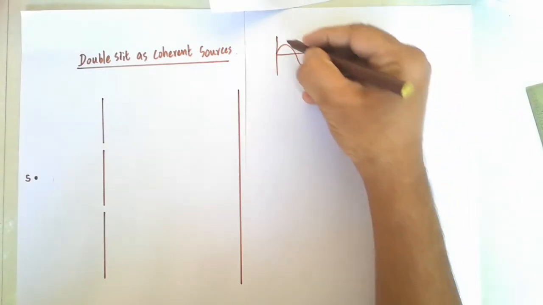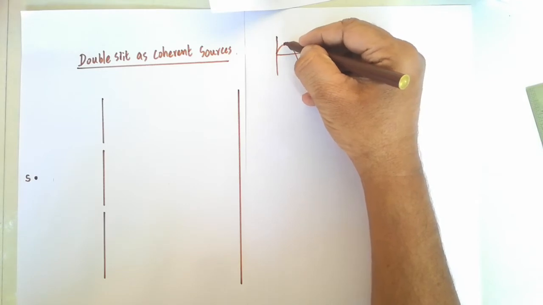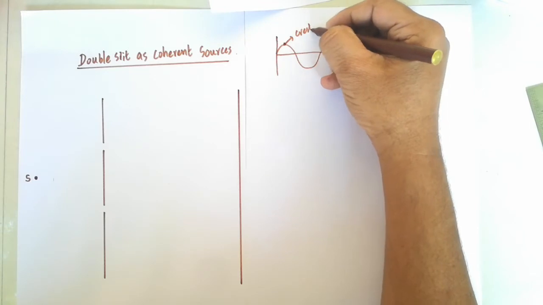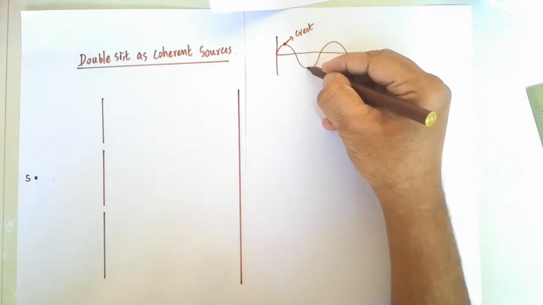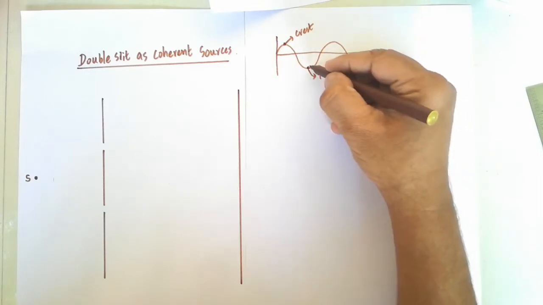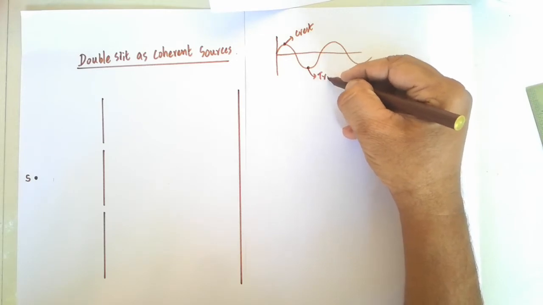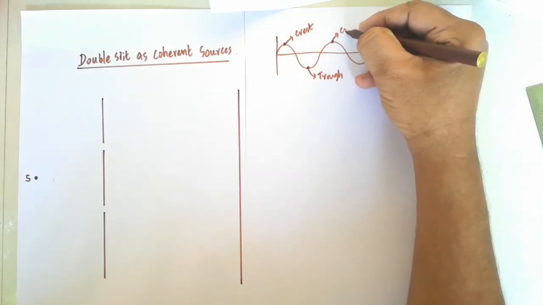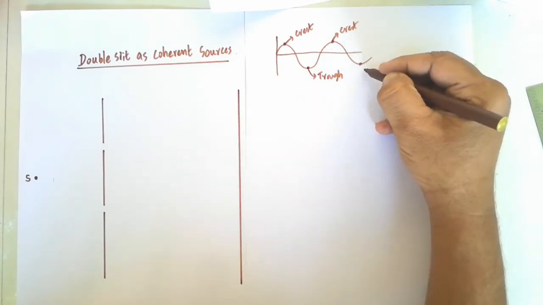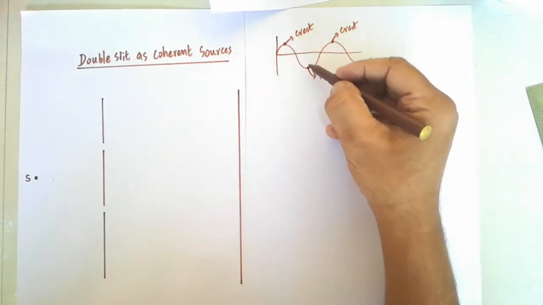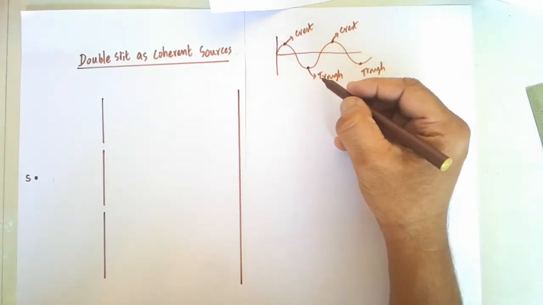So let us take the first wave. The uppermost positive peak of the wave is called the crest. Are you clear? On the negative side, the lowermost position is called the trough, or we can call it the negative peak of the wave. Again, this one is the crest, and this one is the trough. So in any wave, there are two important positions, crest and trough.